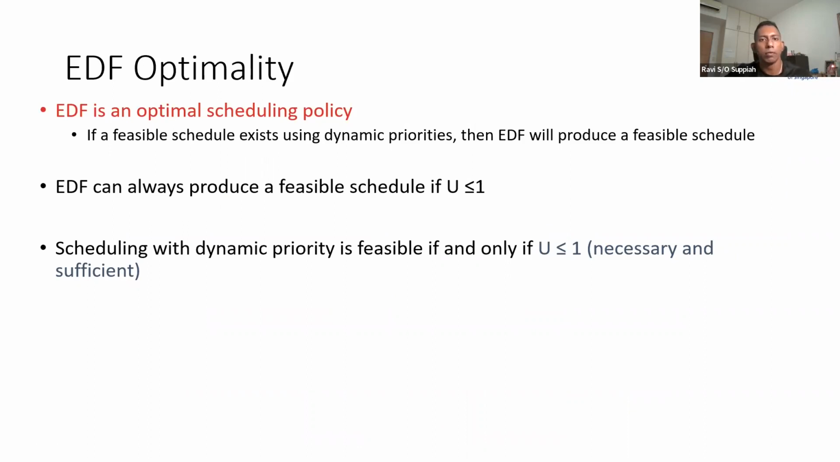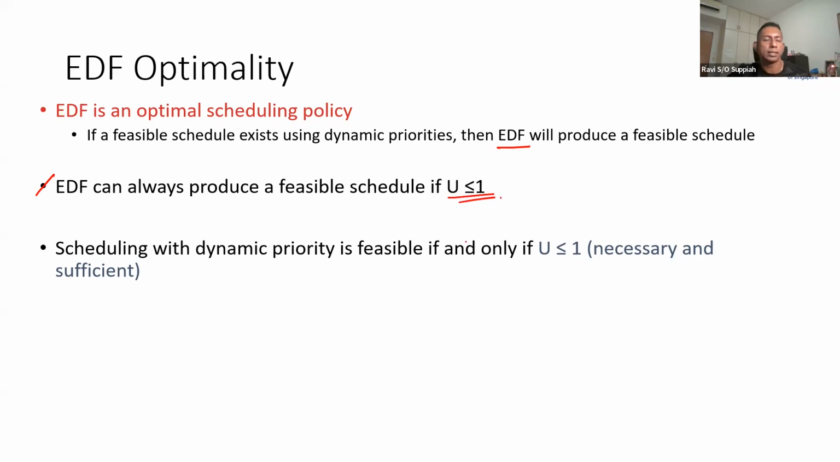Similar to RMS, for RMS we say that it's a fixed priority scheduling policy. So if a feasible schedule exists for fixed priority scheduling, RMS will definitely be one of it. Similarly, if you're talking about dynamic priority scheduling, if such a schedule exists, then EDF will definitely be one of it. And EDF will always produce a feasible schedule if utilization is less than or equal to 1.